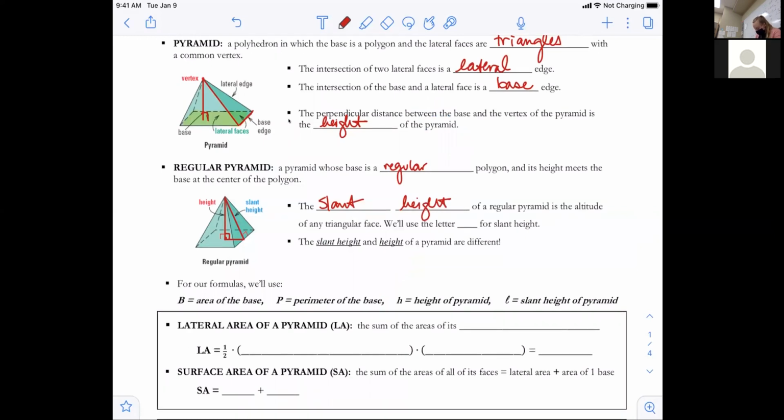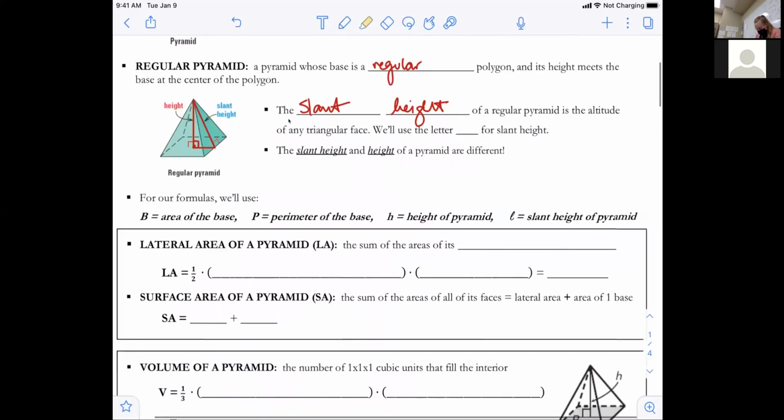For our formulas, we're going to use these 3 letters. We've already used big B for area, big P for perimeter, and little h for height. The new letter I'm going to teach you is little l. The lowercase l is what we use for slant height. I guess because S looks a lot like 5, so we decided not to use a variable that looks like a number we already have. Cursive L looks a little bit different.